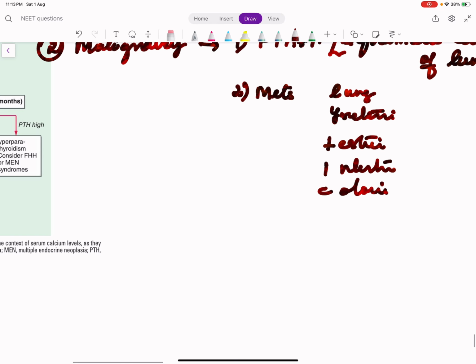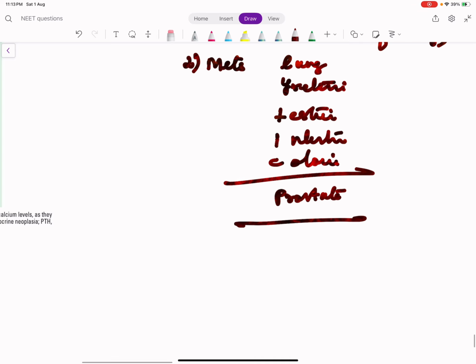So these are the main lytic mets. Prostate is an osteoblastic met. Remember, P and B usually come together. Breast is blastic and lytic. It is mixed.